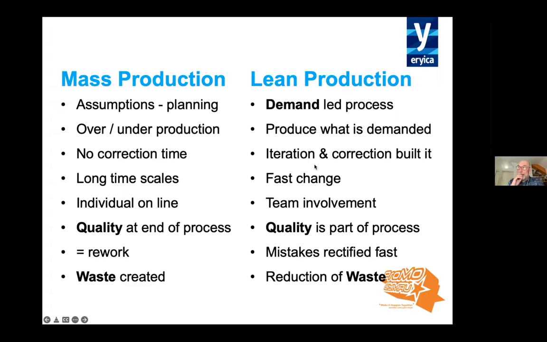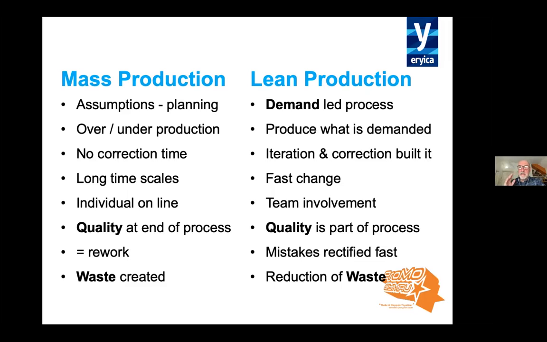Iteration and correction is built in. So with lean, you're always attempting to get better and change all the time to make it better straight away. You don't wait for the product to get to the end. You do it straight away. So it's fast change, tends to have a lot of team involvement. Quality is part of the process. And mistakes are rectified fast at any particular point.